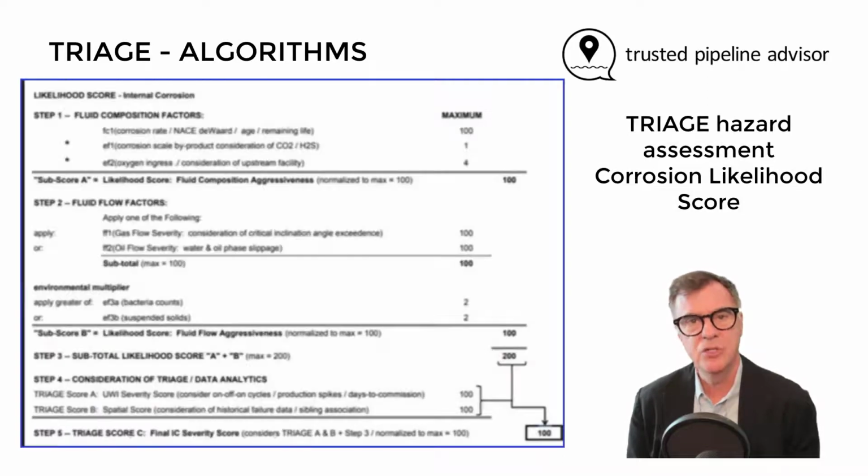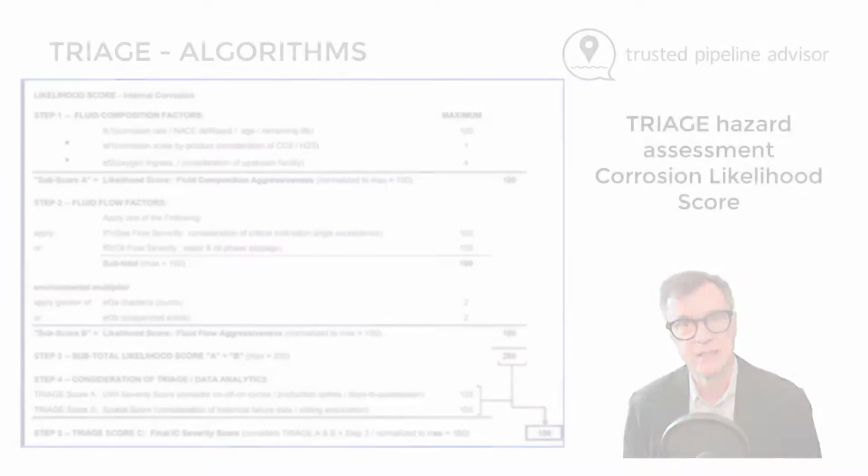Finally, the TRIAGE corrosion triangle is transformed into a mathematical scoring algorithm to facilitate comparison of pipeline hazards throughout a corporate pipeline inventory and as a means to trigger appropriate mitigation response.